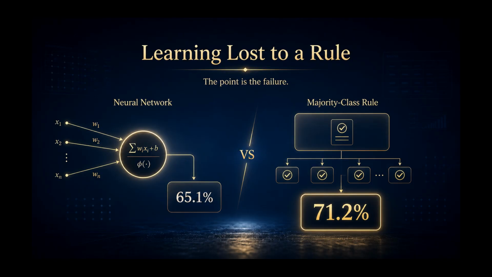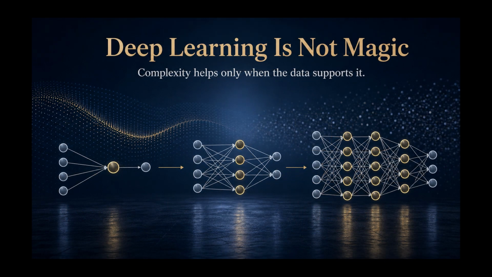The neural network loses to a rule that does not learn. That result is the point. Deep learning is not magic. It is not automatically better because it sounds more advanced. At its foundation, it is still a model trying to separate signal from noise. When the signal is weak, the features are limited, or the data does not support the complexity, a neural network can fail, just like any other model.